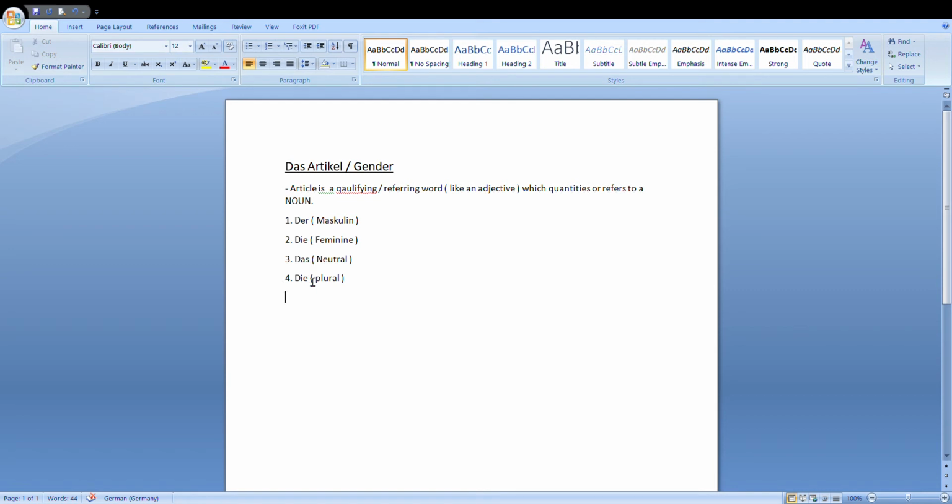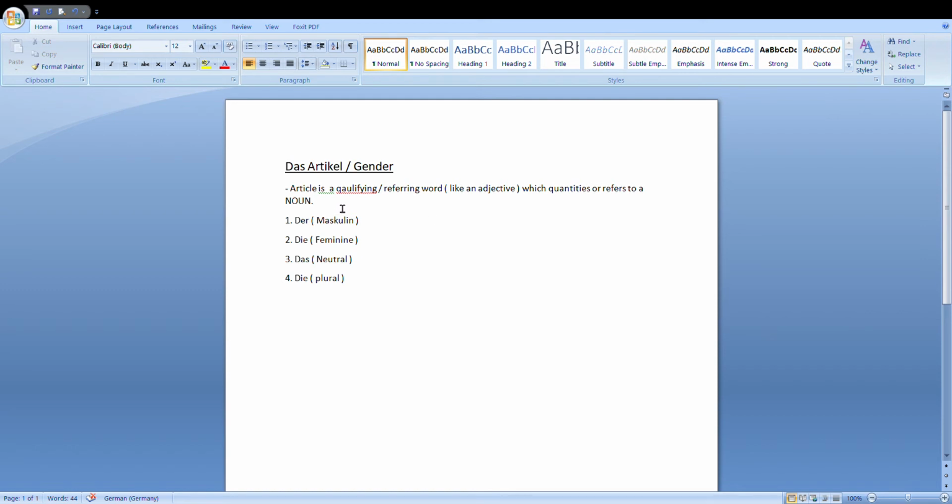In the whole German language, only these are the articles. You can see modifications of these articles, and there are many more forms, but these are the basic articles you should know, which most nouns use. So der, masculine; die, feminine; das, neuter; die, plural. Now back to the definition: an article is a qualifying or referring word like an adjective which quantifies or refers to a noun.